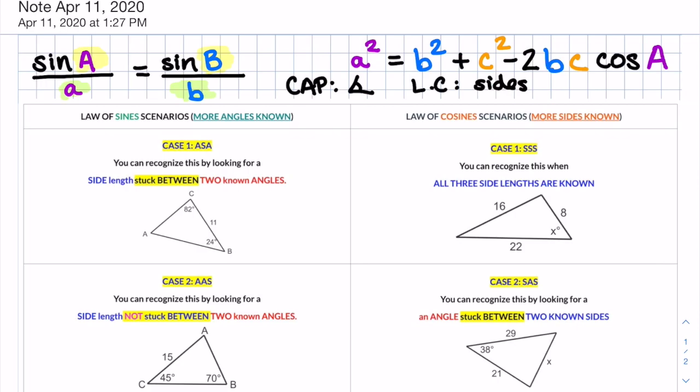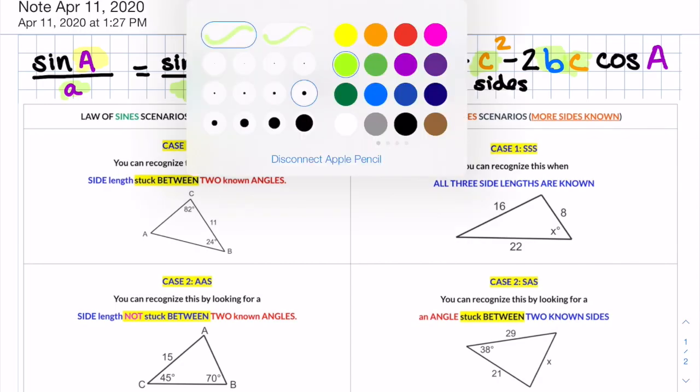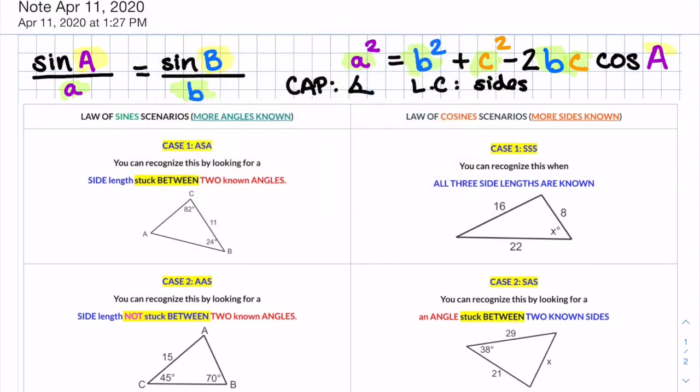And then when you're looking at the law of cosines, notice that all three lowercase letters make an appearance, and only one capital letter makes an appearance. So this information is helpful because it's going to be one of the main reasons that we're able to choose between the law of sines and the law of cosines.